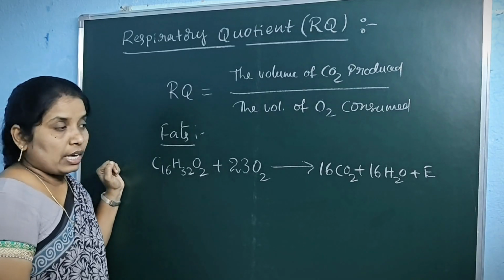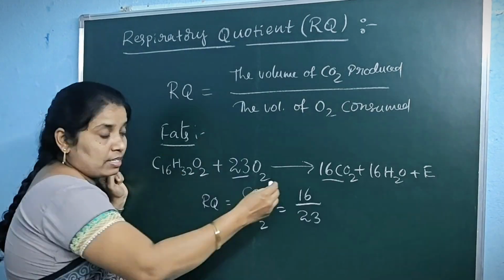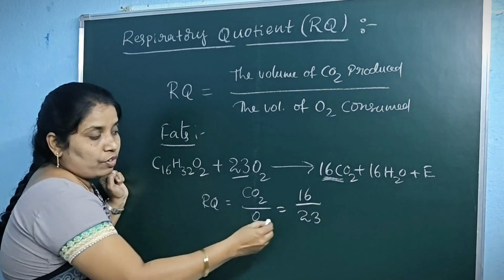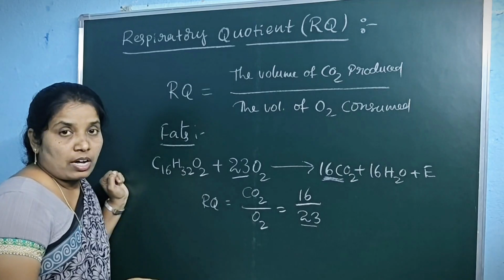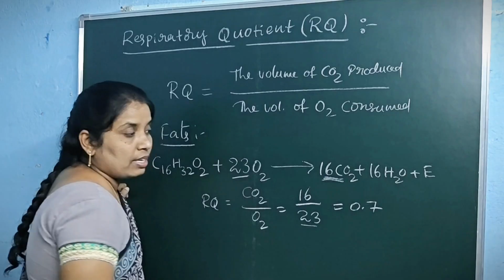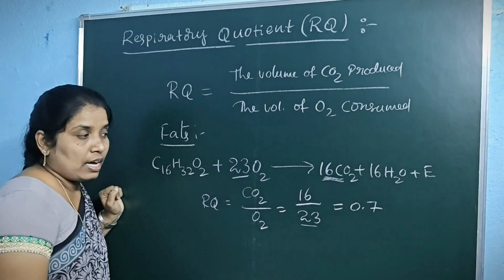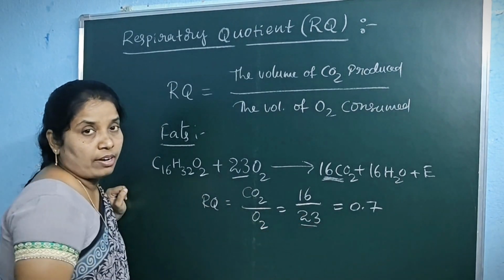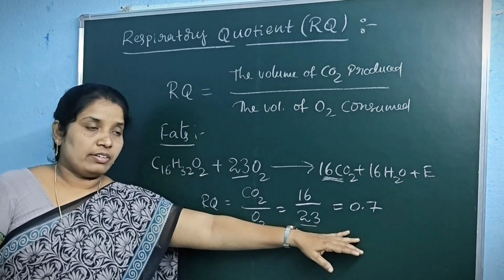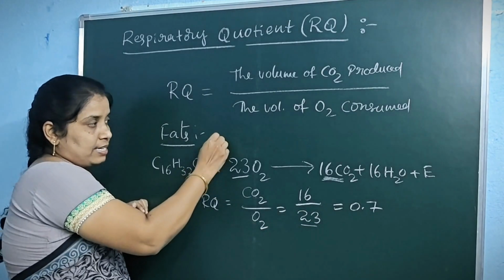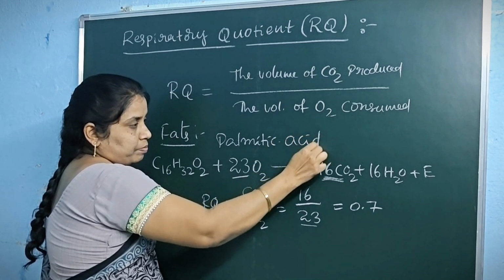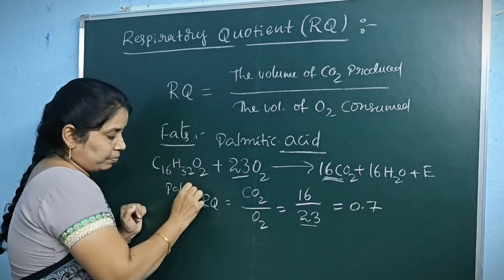So, we have to calculate the RQ value for this. 16 CO2 are produced in this reaction and 23 oxygen molecules are consumed. So, the RQ value becomes less than unity. The RQ value of fats is approximately 0.7. So, this is the RQ value for palmitic acid.